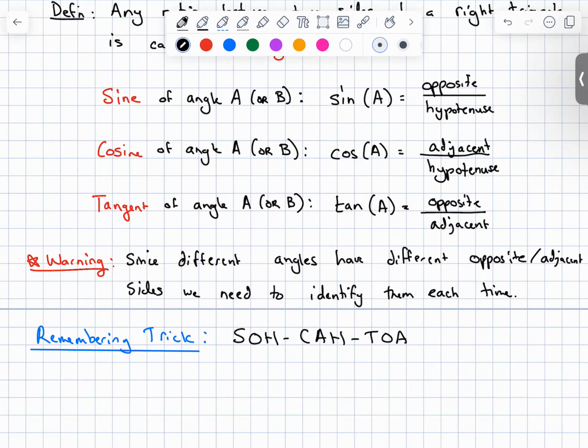So sine, opposite over hypotenuse, cosine, adjacent over hypotenuse, and tangent, opposite over adjacent. That's what it means. I remember when I heard this, I was like, how is that a remembering tool? But they just said it enough times that you do remember it. So SOHCAHTOA.